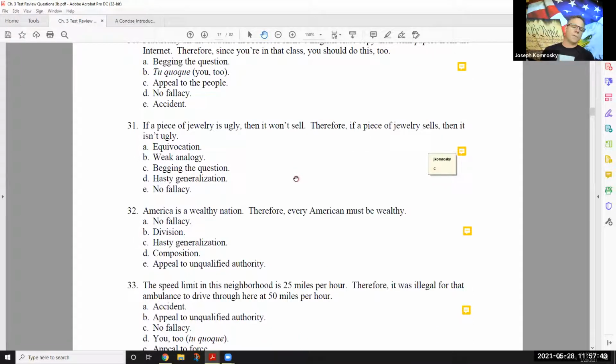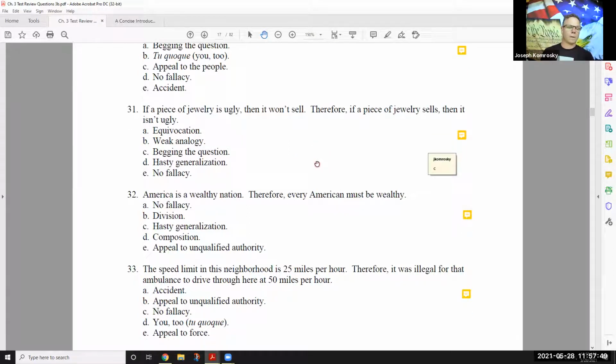31, if a piece of jewelry is ugly, then it won't sell. Therefore, if a piece of jewelry sells, then it isn't ugly. What do you think for this one? There's no fallacy. It looks like somebody's arguing in a circle, but you're not. When you go to a jewelry store, it's true. If something's pretty ugly, nobody's really going to want to buy it.